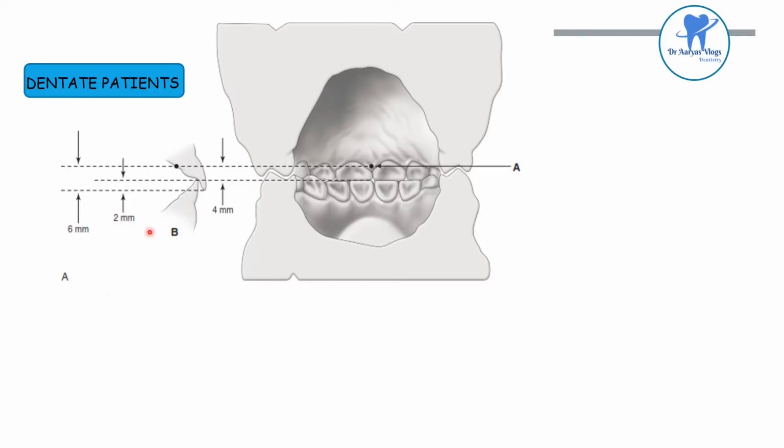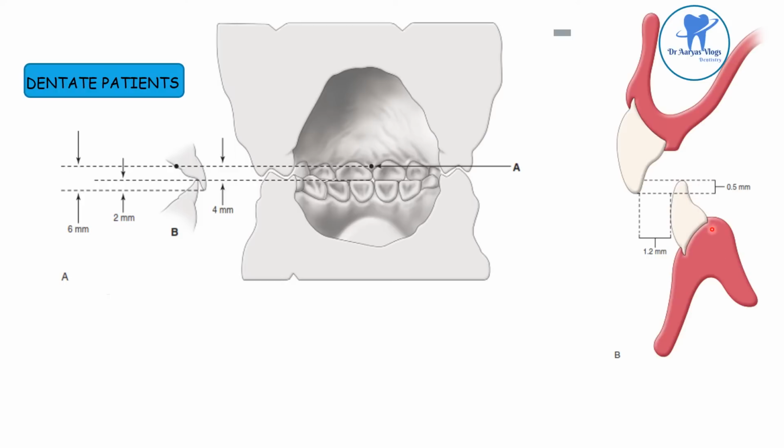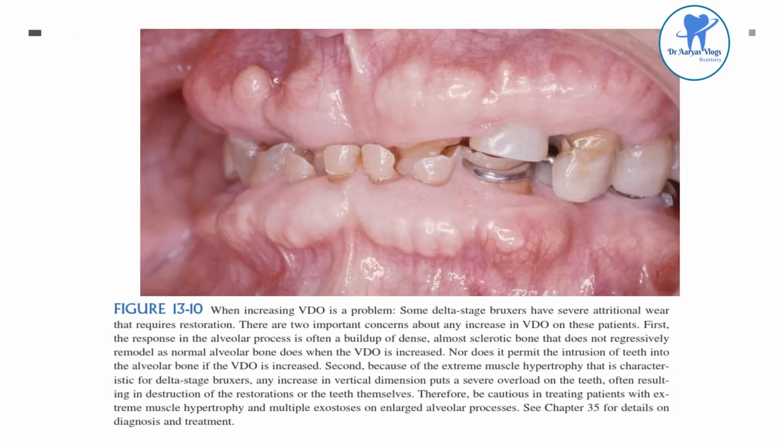Here is the sagittal view of the central incisor. And this picture shows the vertical overlap, which is variable and often ranges between 0.5 to about 2 mm. This overlap is selected on the basis of aesthetic and functional occlusal contact determinants. Here, this picture shows that increasing vertical dimension of occlusion is a problem in some delta stage bruxers who have severe attritional wear that requires restoration.